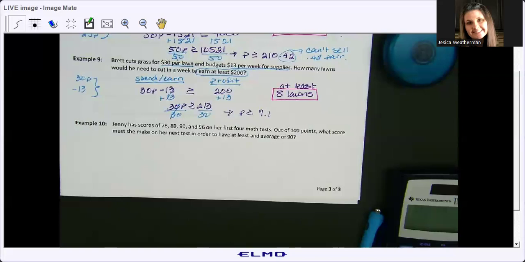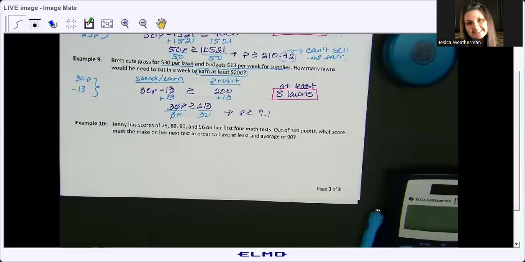Does anyone remember from 6th, 7th, and 8th grade how to find the average of something? Mason? You add up all the numbers and then divide by how many. Yeah, you add up all the numbers and divide by how many there are. Okay, so now next question. How many tests are mentioned in this problem? 4. 5. 1, 2, 3, 4. Next test 5. But we don't know what the next test is.